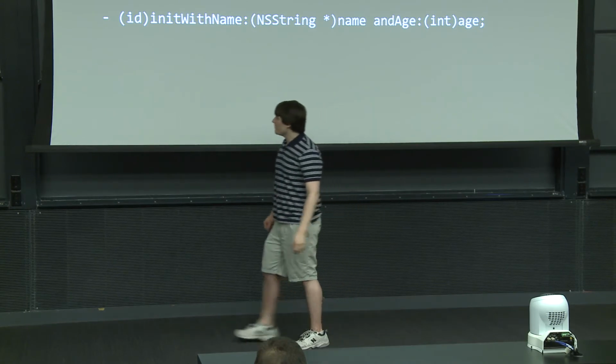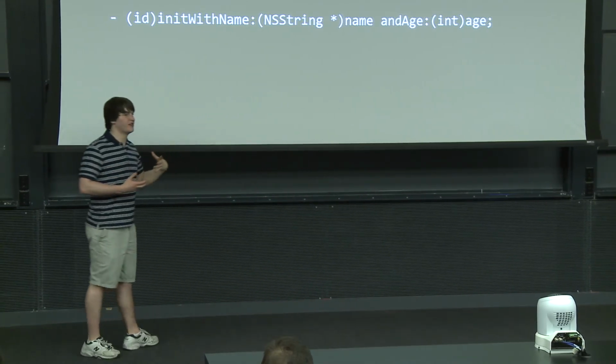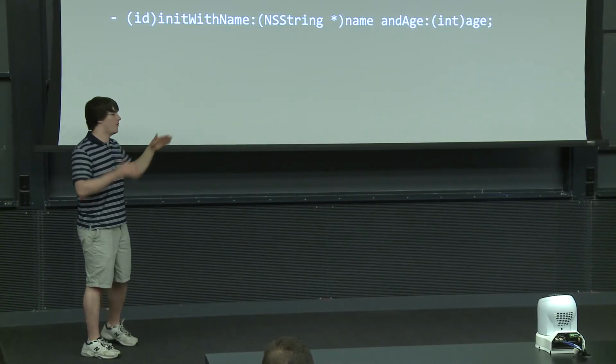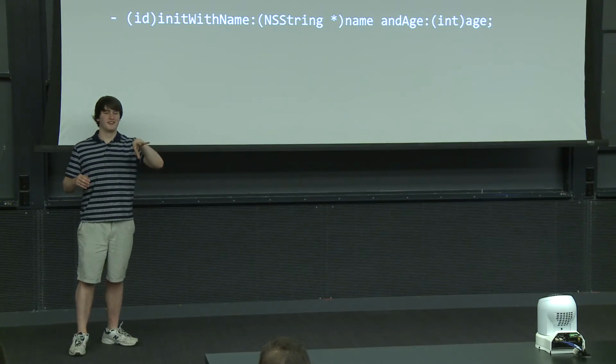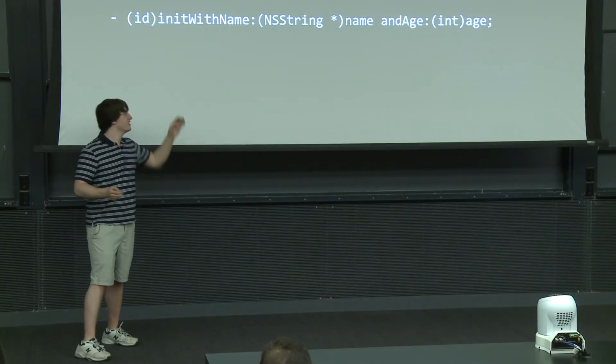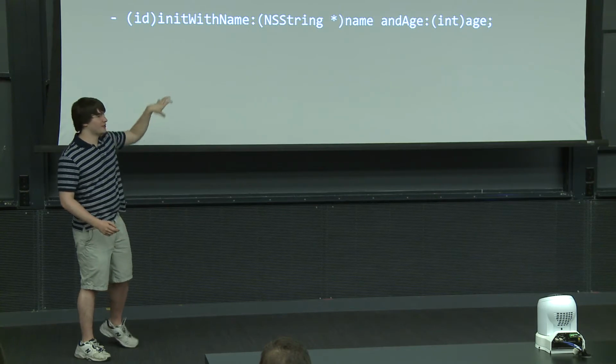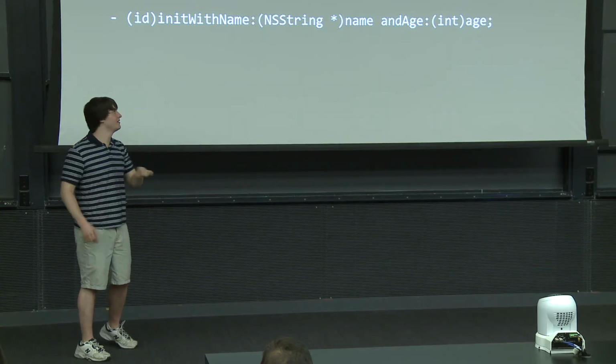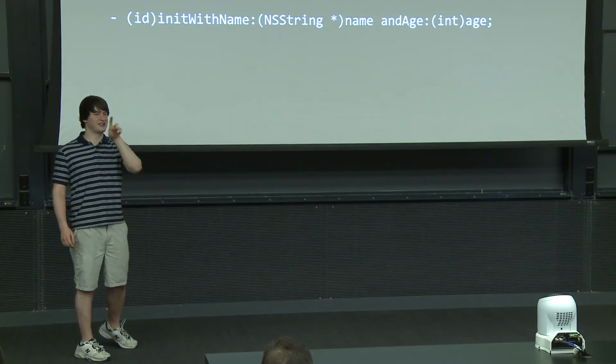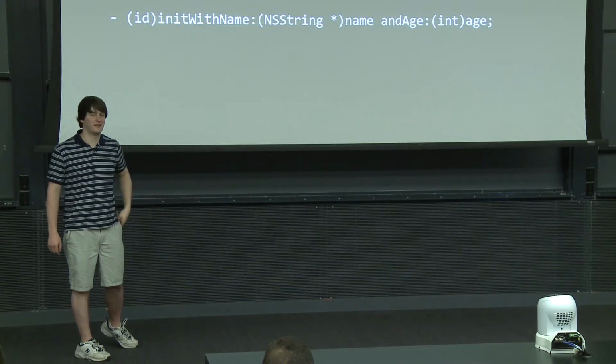So when we want to actually call this function, we might say, well, first we allocate a student, and then we say student initWithName: @"Bob" andAge: 21.